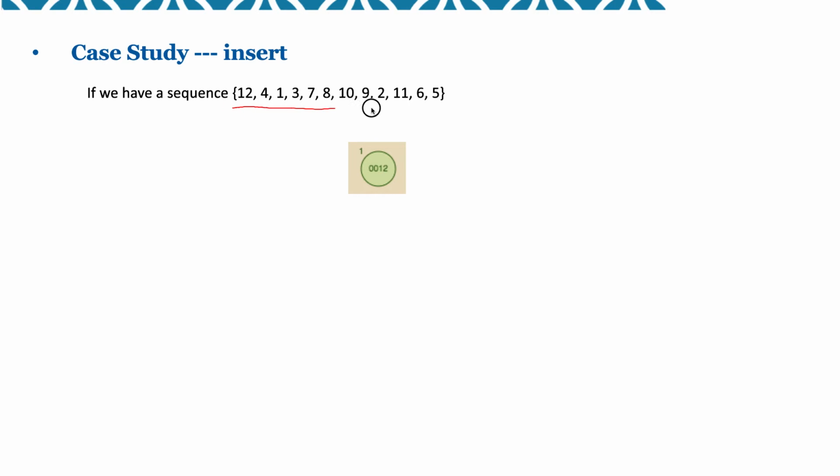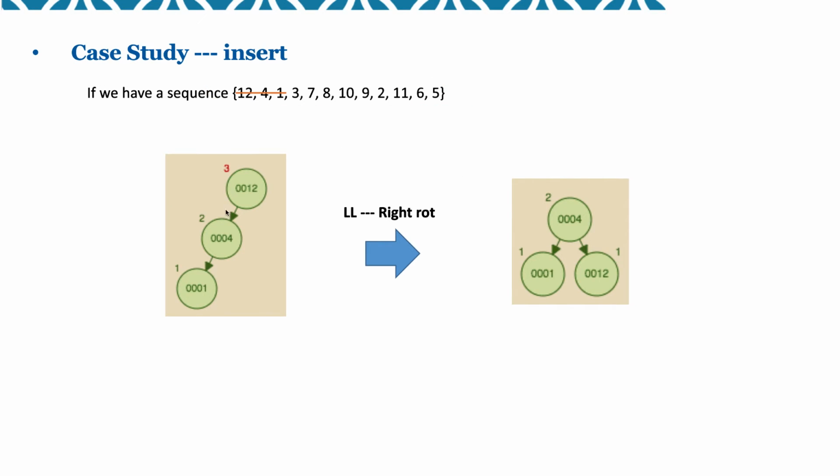For example, if we have a sequence like this one, right? First we have 12 just placed here. Later on, we have 4. Because 4 is less than 12, it will be placed here. And then 1 will be placed less than 12, less than 4, so the correct position for the number 1 node is here. But you already noticed, right? It is imbalanced. This is an LL situation. For this LL situation, a right rotation should be performed. So eventually it will form a triangle here.